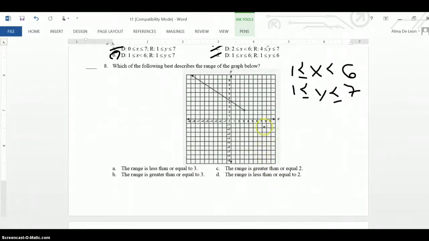Which of the following best describes the range of the graph below? I'm going to go ahead and stop here. This is part 1 of test 2. Watch part 2 if you want to see the answers for the rest of these.